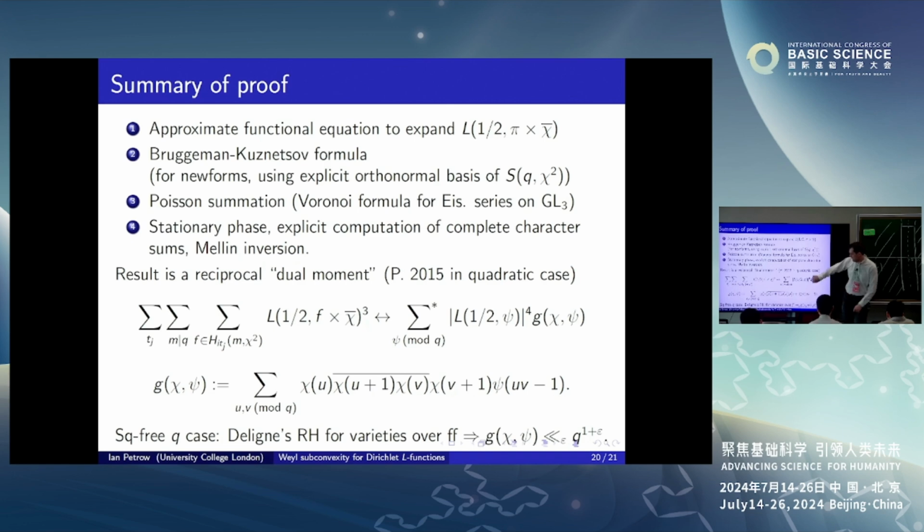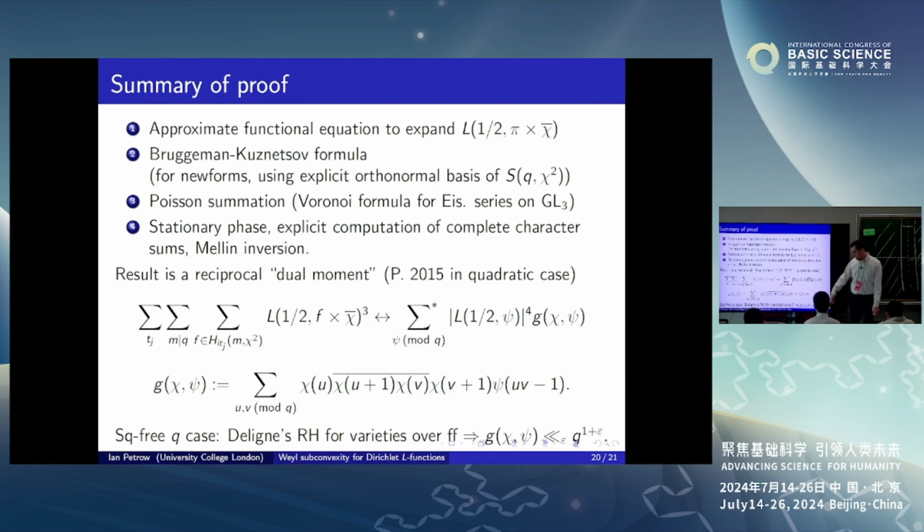if I didn't have the G chi psi, I could easily get a Lindelöf on average bound for this fourth moment of Dirichlet L-functions just by using orthogonality of characters and not much more. But with the G chi psi, this thing is much more complicated. Okay, so here's an expression for G chi psi. It's this two-variable complete character sum involving the psi and the chi that you started with.